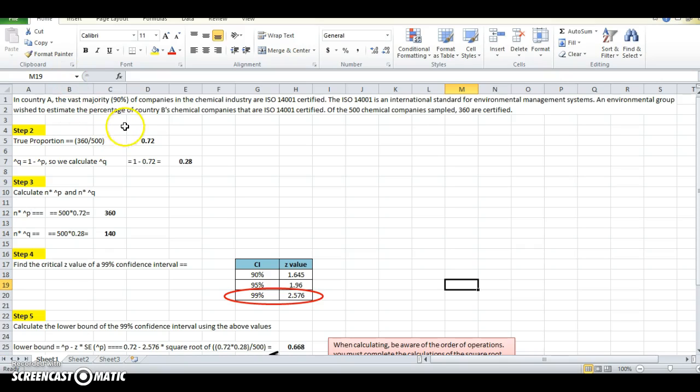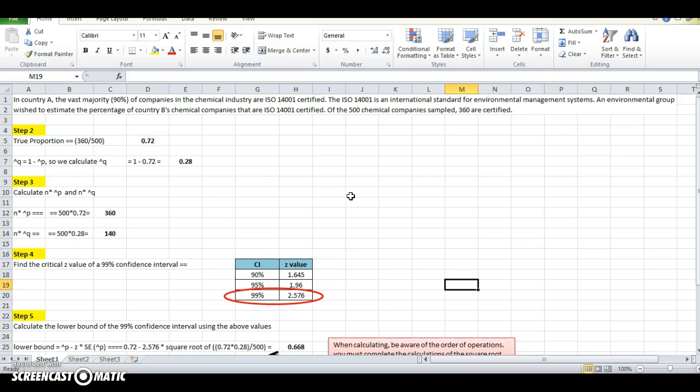In country A, the vast majority, 90% of companies in the chemical industry are ISO 14001 certified. This is an international standard for environmental management systems. An environmental group wished to estimate the percentage of country B's chemical companies that are ISO 14001 certified. Of the 500 chemical companies sampled, 360 are certified. So what we're going to get at eventually is the 99% confidence interval.